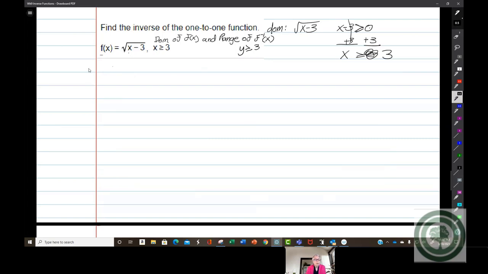Okay, now, let's use our steps. y equals the square root of x minus 3. Step 2, I'm going to have to square both sides. Oh, no, I'm not. Not yet. I'm going to reverse.